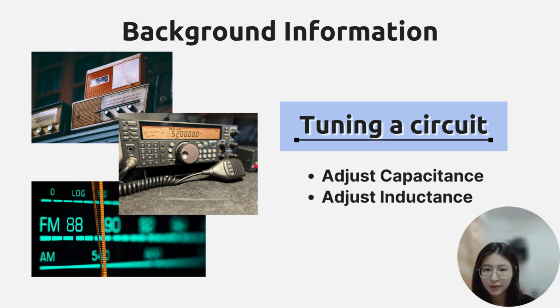Next, we move on to the background information for tuning a circuit. Tuning a circuit is a process of adjusting its components to achieve a desired response at a specific frequency. This concept is particularly important in RLC circuits. Take a radio for instance. It is designed to receive a specific radio station that transmits at a particular frequency.